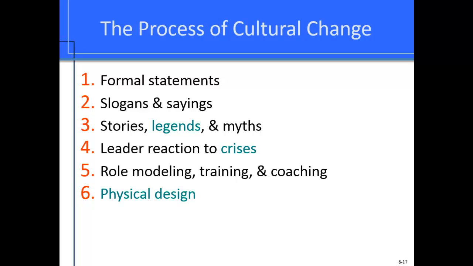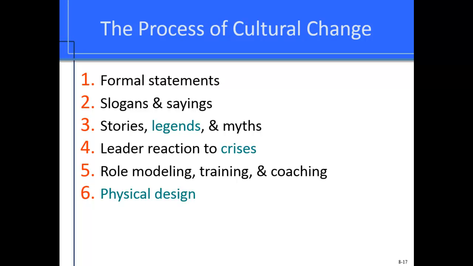The next mechanism we look at are stories, legends, and myths. This pretty much says exactly what it is. As you're in an organization, different stories and legends will help that cultural change. Leader reaction to crisis. This is how top leaders respond to critical incidents and organizational crisis. It sends a clear cultural message to the organization.